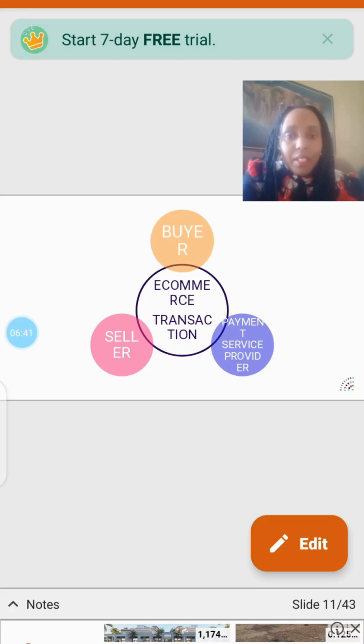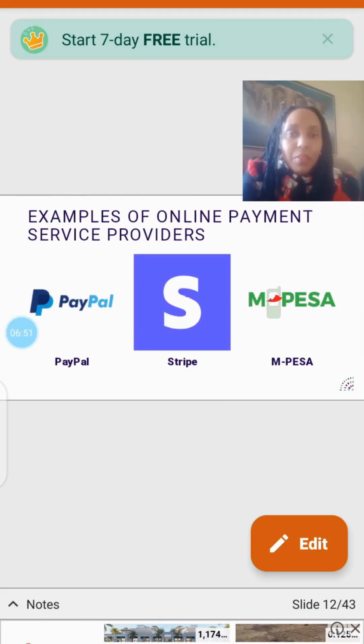Buyer, e-commerce, transaction, seller, then payment service provider, right? So there's the buyer, there's you, the seller, and then there's the payment service provider. Examples of online payments: PayPal is all over the world, well known, and secure. So when you're choosing, make sure you know something. Then there's Stripe, the same. A lot of people trust Stripe, and it's also secure.